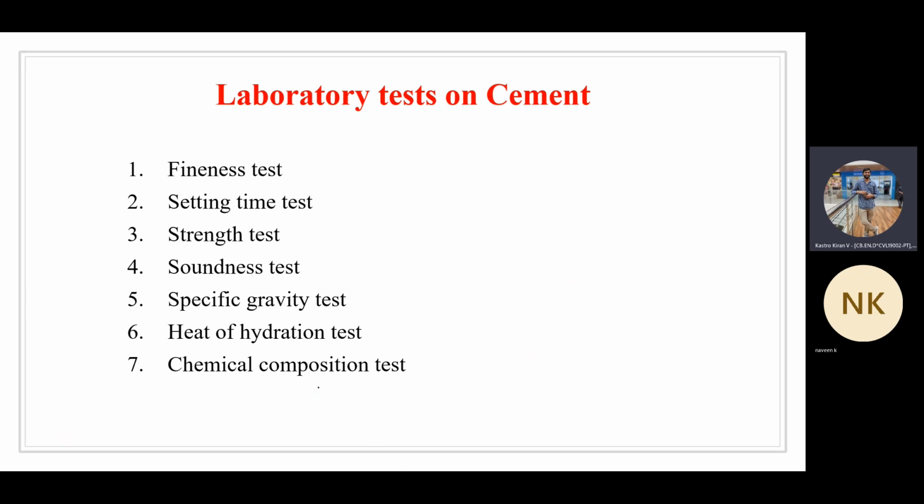Now, among all these 7 different tests, the most important ones are the first to fifth. So you have to do the fineness test, the setting time test, strength test, soundness test, and specific gravity test. The other two tests, heat of hydration and chemical composition test, you can do, but only when you have the advanced equipment in the laboratory. I was telling in the last class, if you want to verify the hydration of the cement, we are going to use a calorimeter, an adiabatic calorimeter.